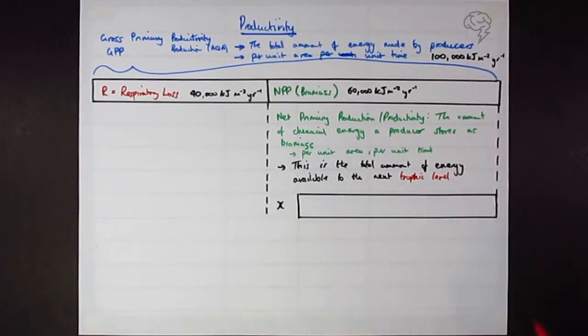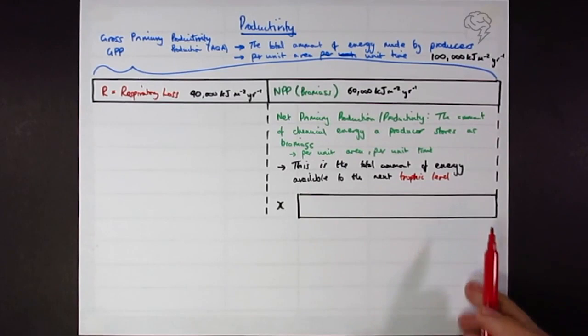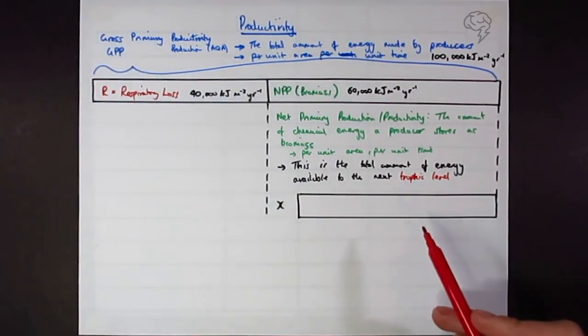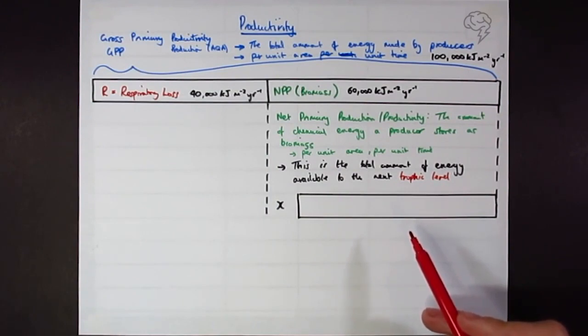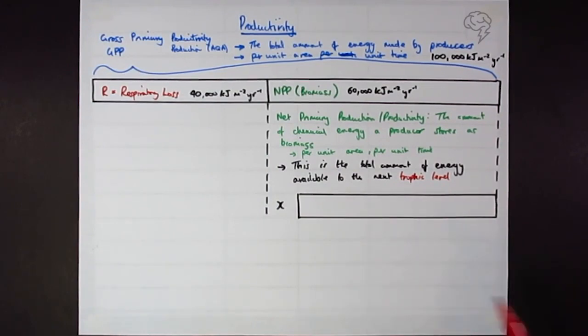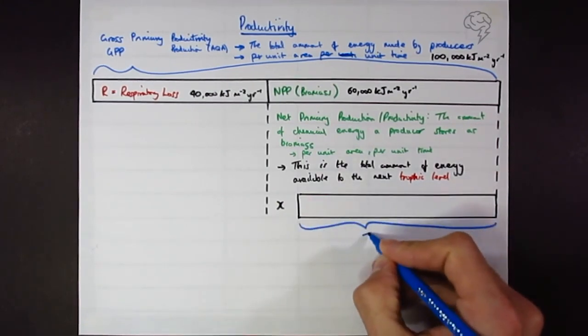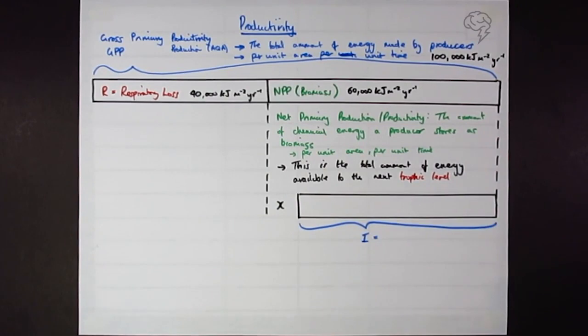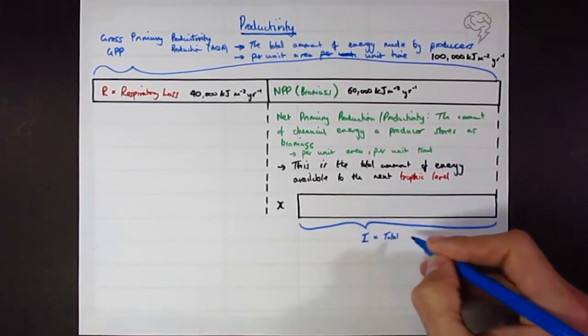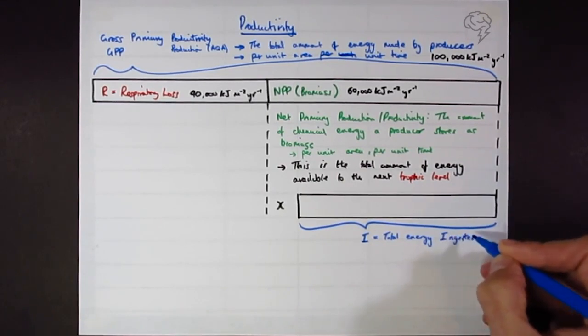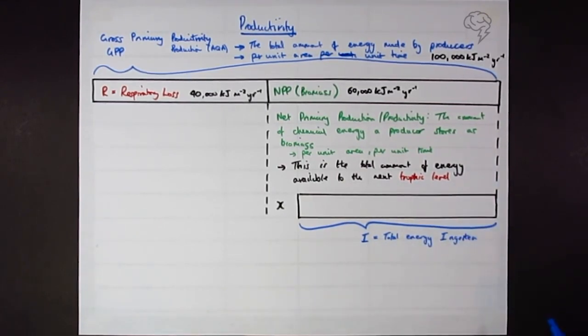So this would effectively be the equivalent of the gross primary productivity. We can't call it that because this is not the primary, it's not a producer, it's not the first step of the food chain. So this is the total amount of food that's ingested by the consumer. This is known as I, and I is the total food energy ingested. Total energy in, you can think of it. The opposite of egestion is ingestion, food going in, like immigration and emigration.